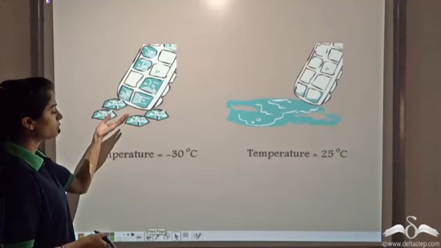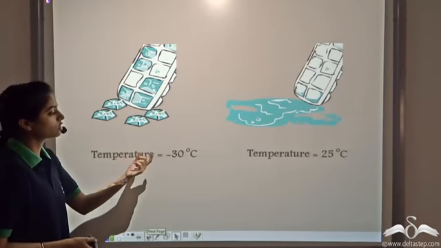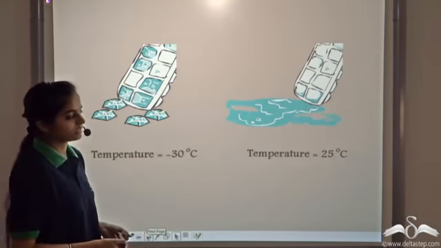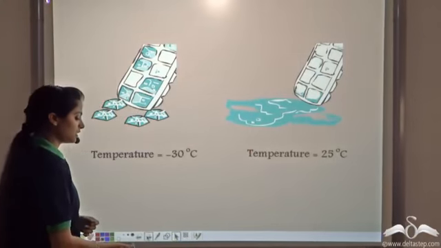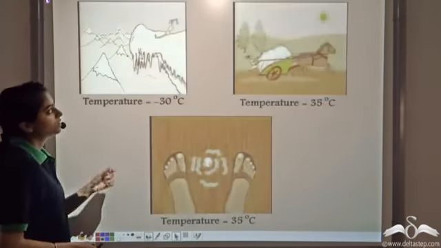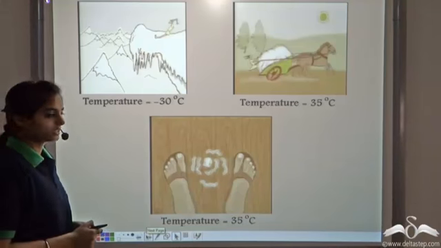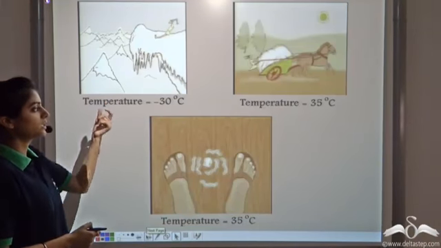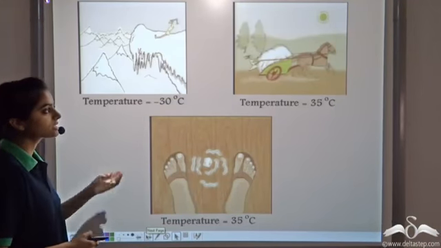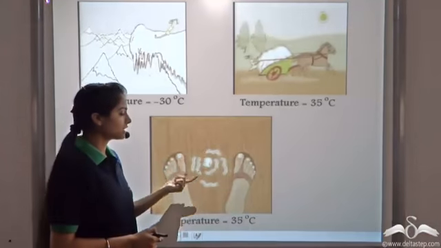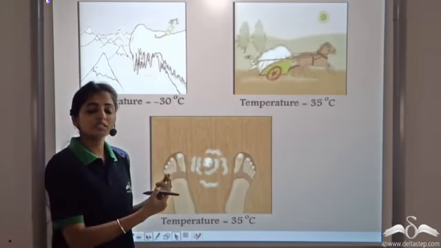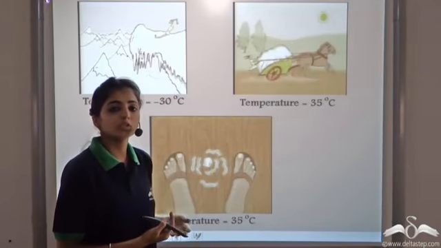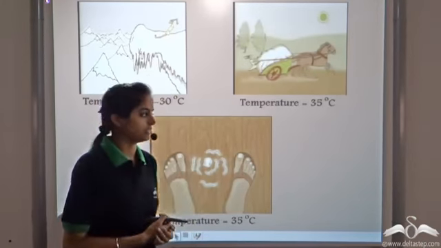In the freezer, when you take out ice, the temperature of ice is, say, minus 30 degrees Celsius, and the room temperature is 25 degrees Celsius. Something like this happened when the servant was bringing back ice to the king. So the temperature at the hilltop was minus 30 degrees Celsius, and when he was bringing back the ice block to the king, the temperature was 35 degrees Celsius. How is this change of temperature related to the melting of ice? Let's see.